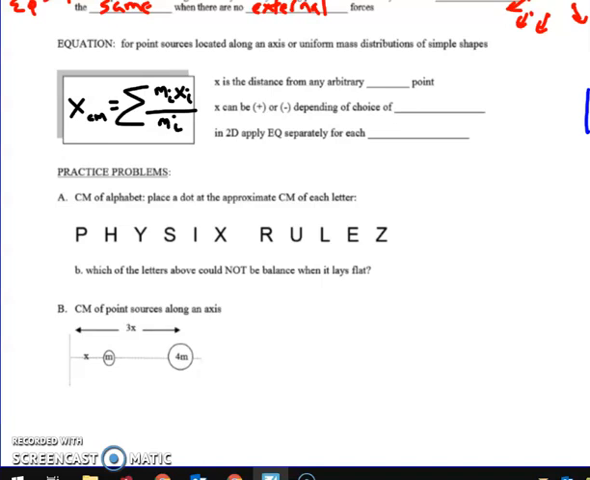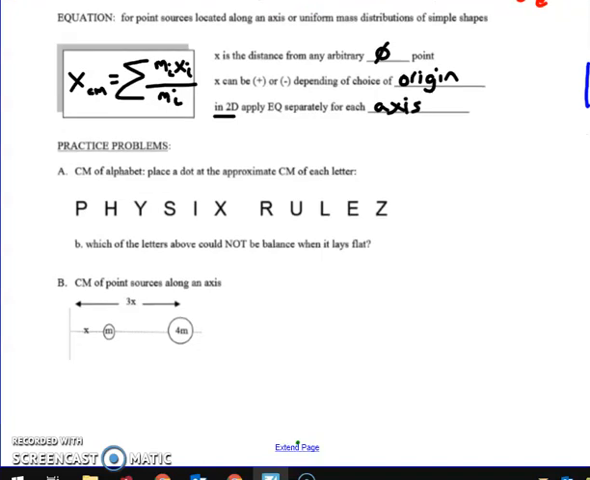So, key things about applying this. X is the distance from any arbitrary zero point. You choose what you want to call zero. The smart way to do it, so it's convenient, generally is on one of the objects, and I'll show you later. X can be positive or negative depending on your choice of origin, or your zero. Again, we'll see that illustrated in a minute. And if you have an object that is spread out in x and y dimensions, then you have to do the equation separately for each axis. I may have time to do a problem like that.